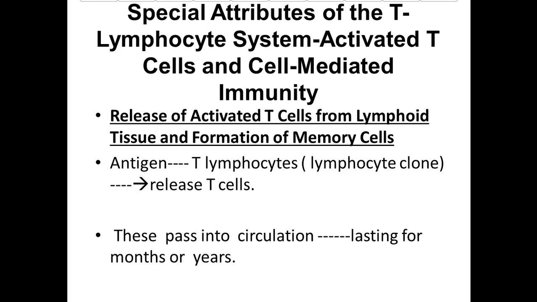Special attributes of the T lymphocyte system: activated T cells and cell mediated immunity. Release of activated T cells from lymphoid tissue and formation of memory cells. Antigen activates a T lymphocyte clone and releases T cells. These pass into circulation, lasting for months or years.